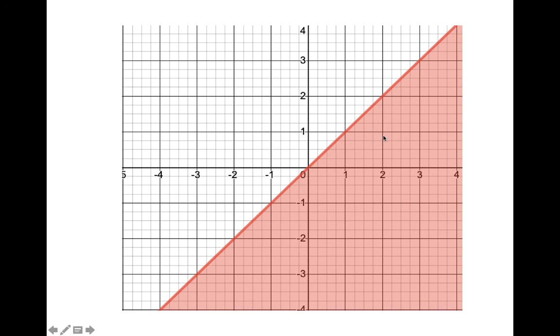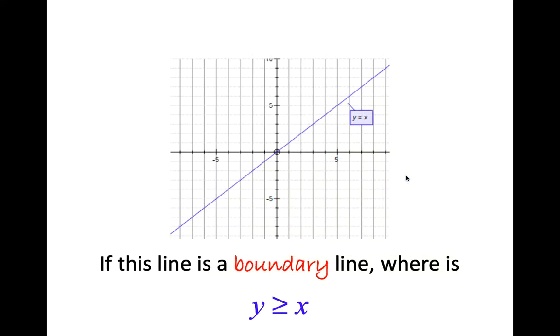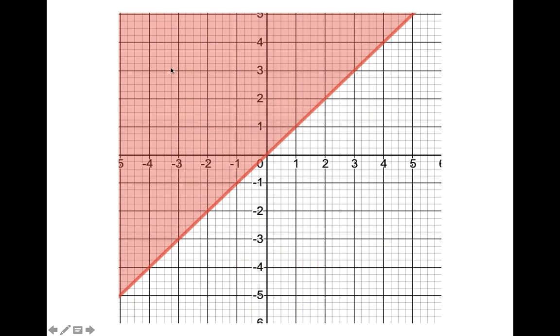It means that all of these points, all of the different pixels that fill in and make all of this shaded area, it could be 3, -1, or it could be 1.5, or negative a half. All these little points satisfy that inequality of y less than or equal to x. If we turn it around and try to figure out where is y greater than or equal to the line called x, for this one, it would be the triangle that is on top.